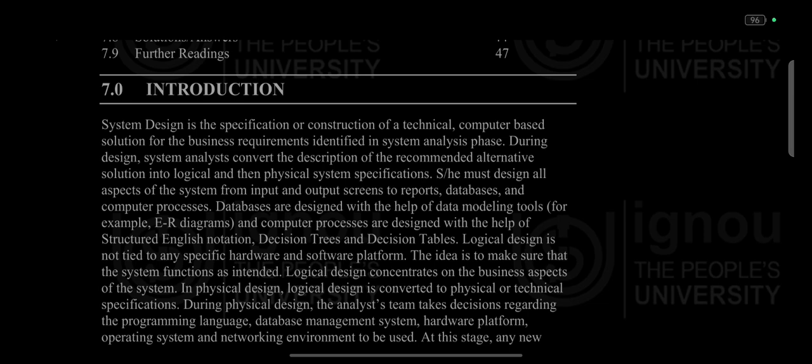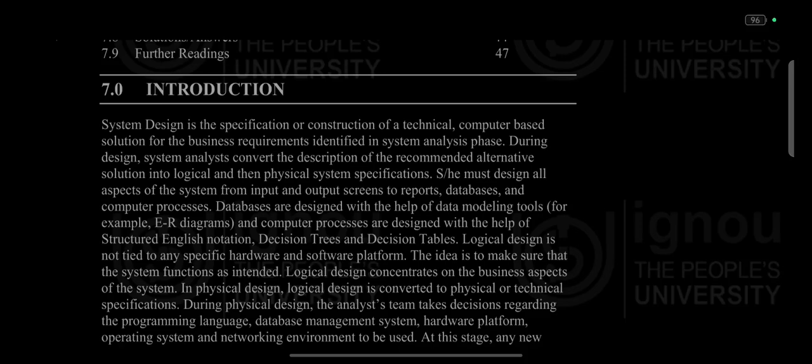System introduction. System design is the specification or construction of a technical computer-based solution for the business requirements identified in the system analysis phase. During design, system analysts convert the description of the recommended alternative solution into logical and then physical system specifications. She or he must design all aspects of the system, from input and output screens to reports, databases, and computer processes. Databases are designed with the help of data modeling tools.